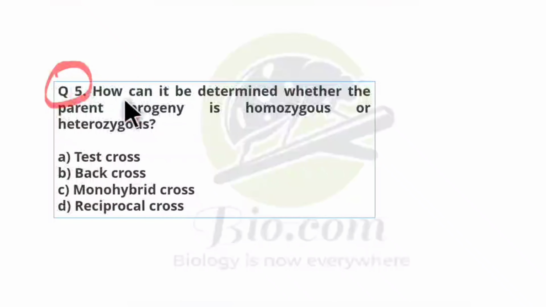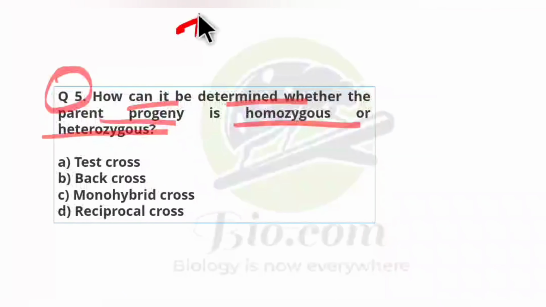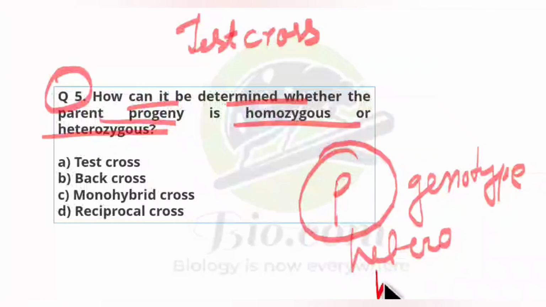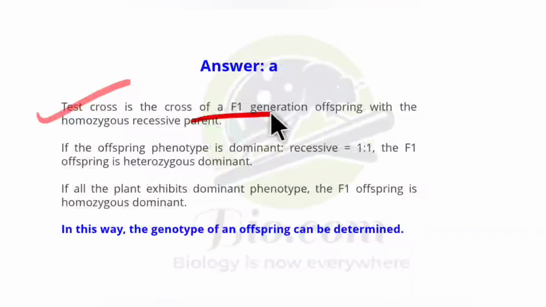Now question 5, that is, how can it be determined whether the parent progeny is homozygous or heterozygous? So this is an important question regarding the test cross. It means the question asks how you will determine the genotype of the parent, whether it is heterozygous or homozygous. So it is only possible through the test cross. It means the correct answer is test cross. So test cross is a cross of F1 generation offspring with the homozygous recessive parent.